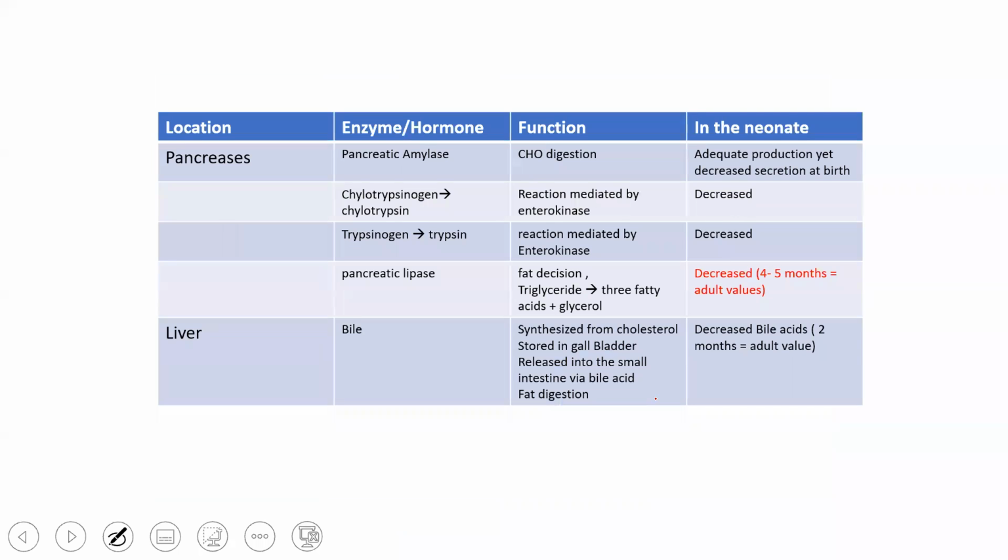The pancreas, we have the pancreatic amylase, which we said becomes mature or reaches adult value around 4 to 5 months. Chymotrypsinogen to chymotrypsin, mediated by the enterokinase, is also reduced in the neonate. Trypsinogen to trypsin, most of the amino acid activity is decreased in the neonates. The liver, we said the bile comes from cholesterol. It's important for two factors. Number 1, in the emulsification. Number 2, in the chylomicron formation. And we said it reaches adult value around 2 months of age.